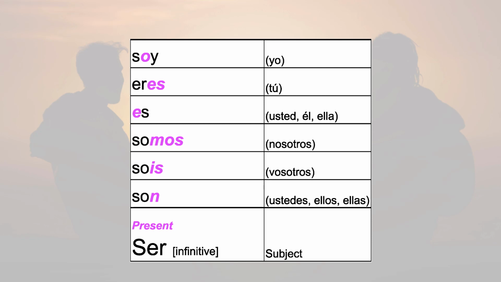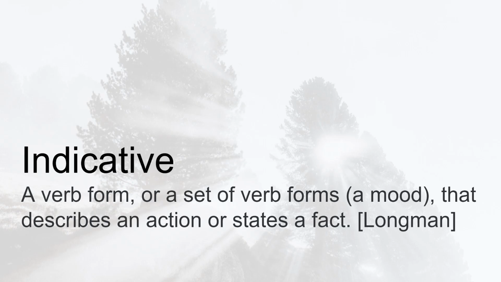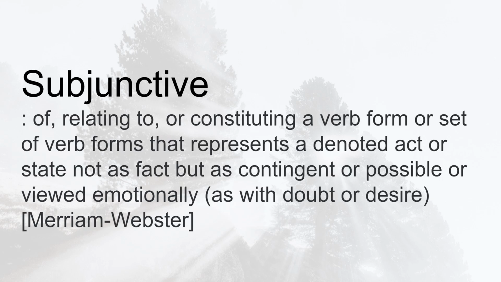Son ellas. Let's talk about what is indicative and what is subjunctive. Indicative is a verb form or set of verb forms, a mood that describes an action or states a fact. Subjunctive is of, relating to, or constituting a verb form or set of verb forms that represent a denoted act or state not as fact but as contingent or possible or viewed emotionally, as with doubt or desire.